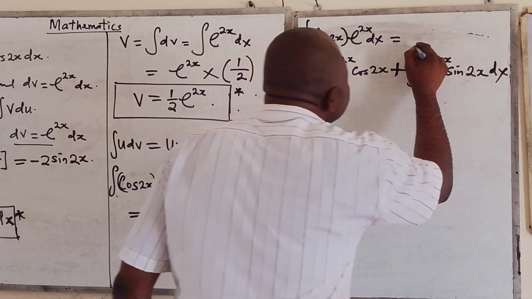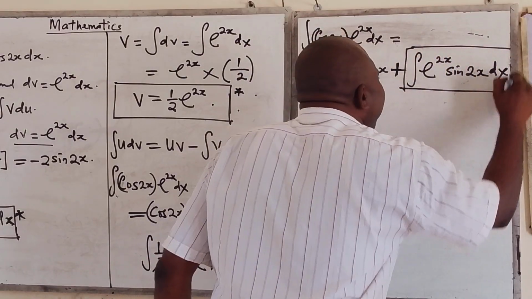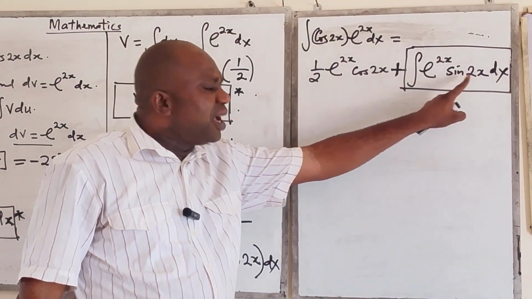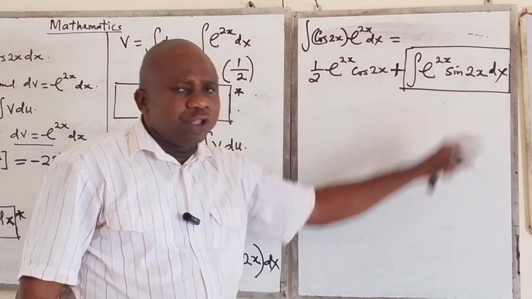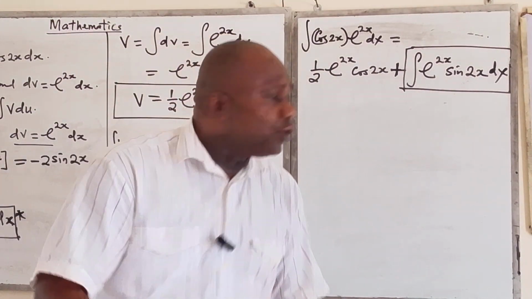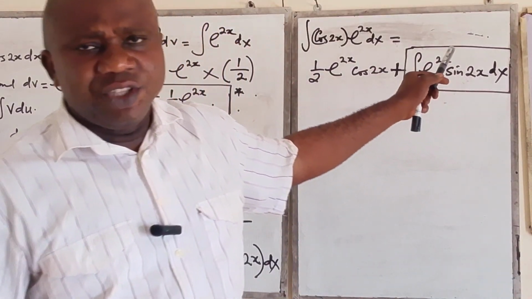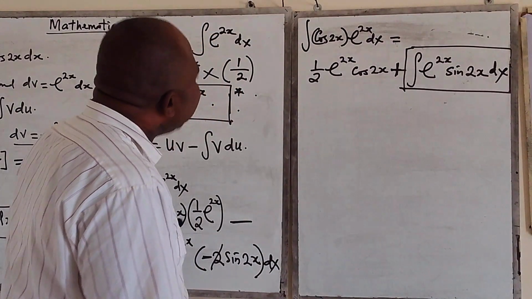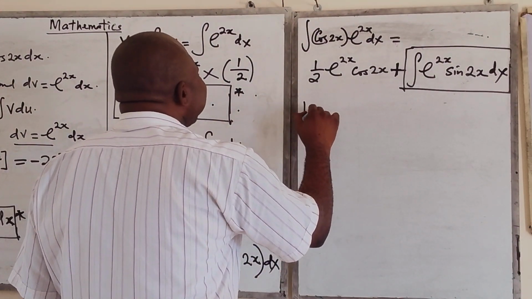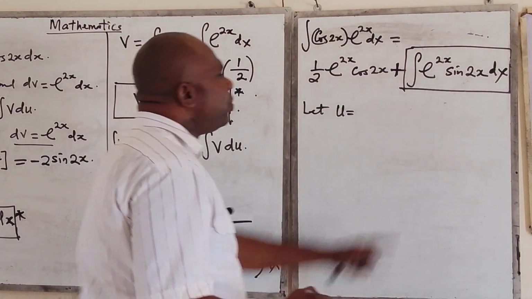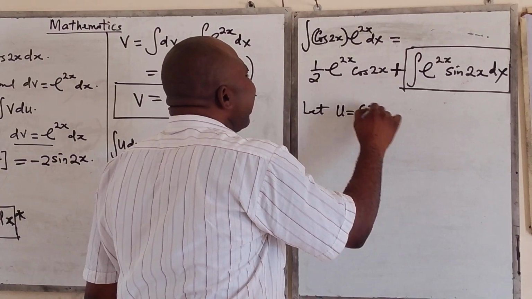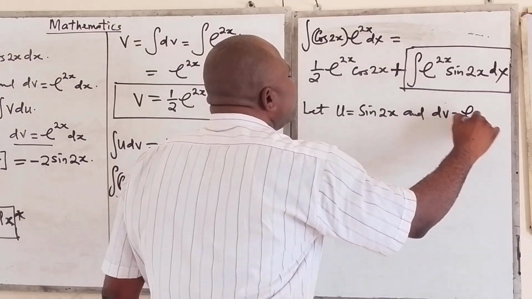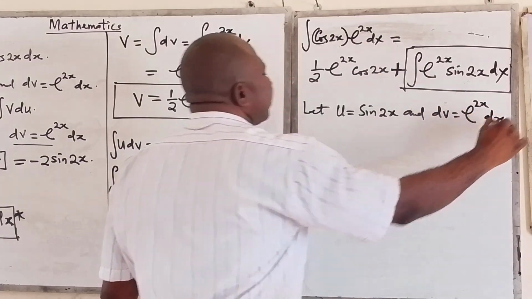So now, this is another product of functions, where we have e raised to the power of 2x and we have sine 2x. So this is the product of two functions, which implies that we are still going to repeat the integration by parts here. Now, in this case, let u be equal to sine 2x, and let dv be equal to e raised to the power of 2x dx.